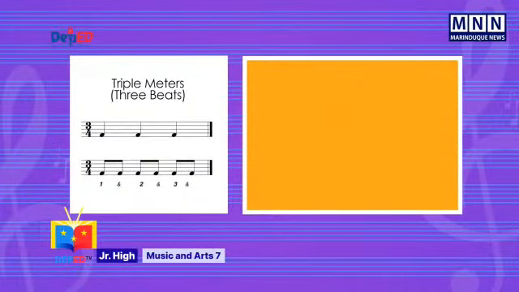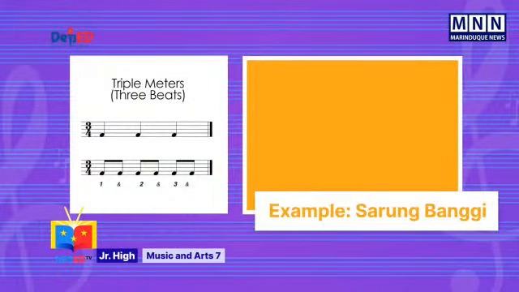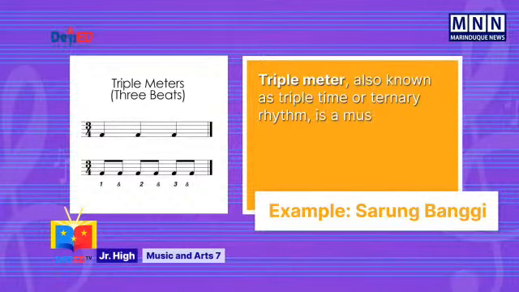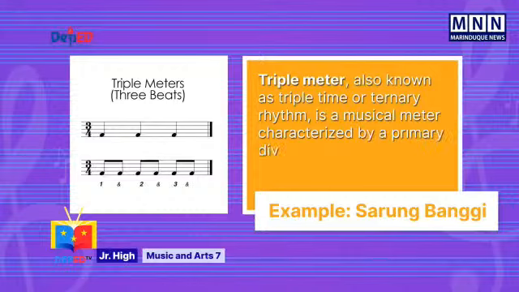Next is triple. The song Sarong Banggi has a triple meter. Triple meter, also known as triple time or ternary rhythm, is a musical meter characterized by a primary division of 3 beats to a bar.